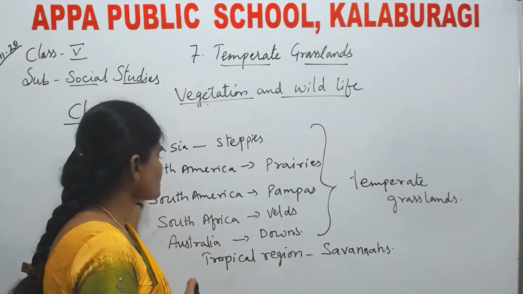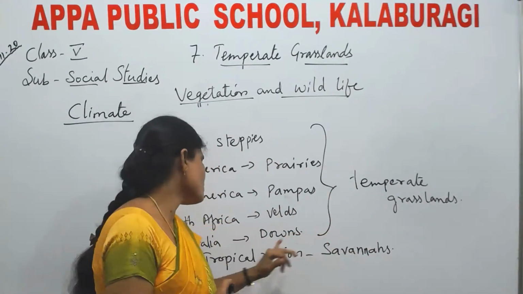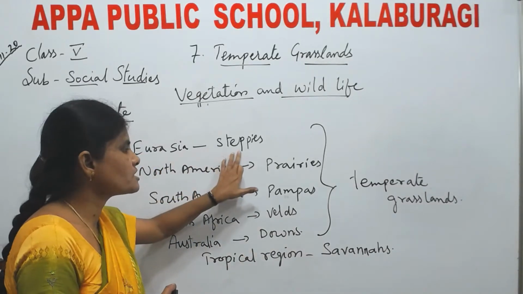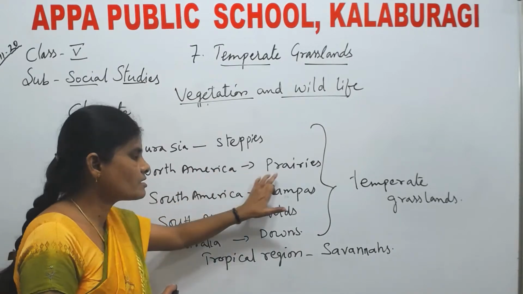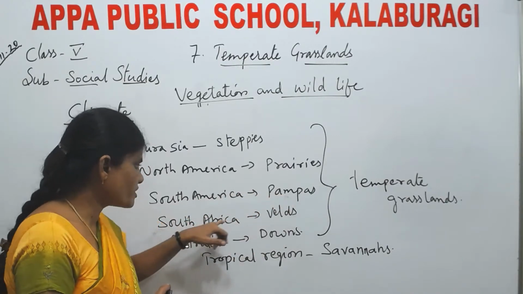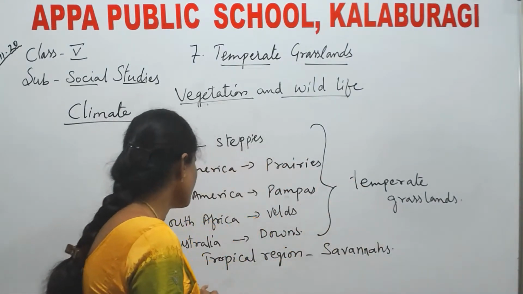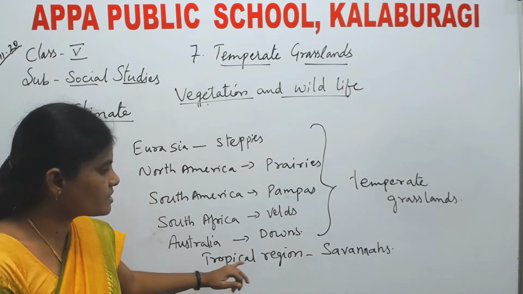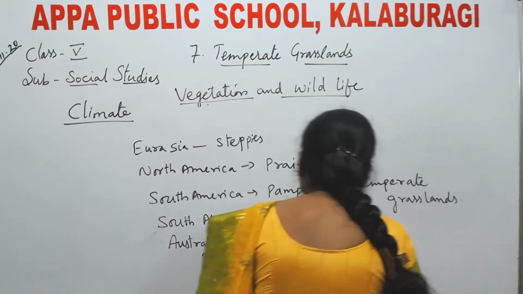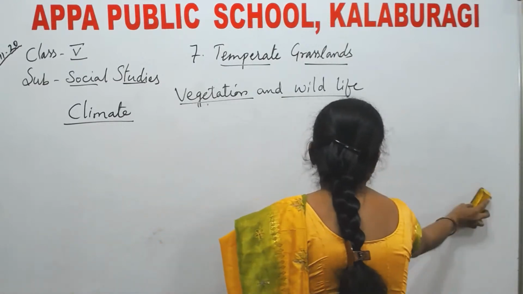See, these grasslands are called temperate grasslands, and the savannas are called tropical grasslands. Once again, I repeat. The grasslands which are found in Eurasia are called steppes. The grasslands found in North America are called prairies. The grasslands found in South America are called pampas. South Africa, velds, Australia, and downs. These are all temperate grasslands. And the grasslands which are grown in a tropical region are called savannas. Okay. Now, next let us see the life of the people in temperate grasslands.